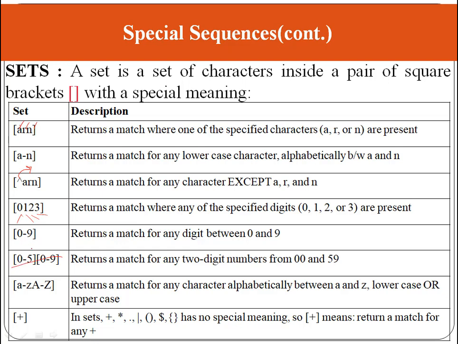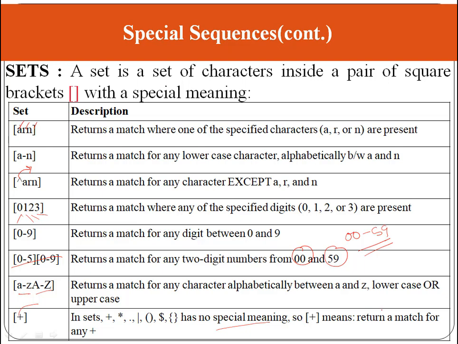Then it is a specified character, as 0 to 5, then after that 0 to 9. So you can see it starts from 00 up to 59. So you have defined the limit over here by using this pattern. So here it is covering all the small case letters and all the uppercase letters. So what do you mean by plus? In the set, plus, asterisk, pipe symbol have no special meaning.